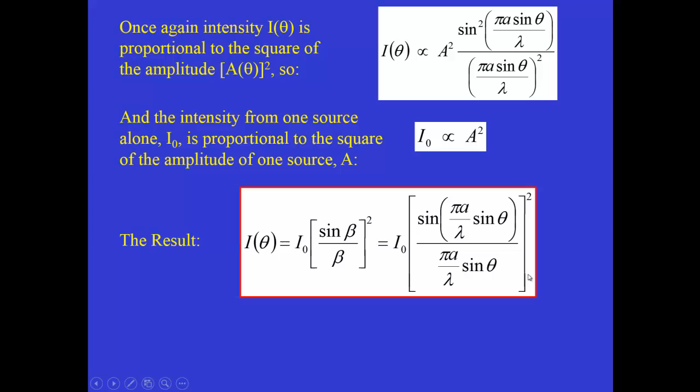And in order to simplify the expression a little bit, what a lot of textbooks do, and ours is no exception, is define this term pi a over lambda sine theta as beta. And so what we end up with is I equals I0 times the sine of beta over beta quantity squared.